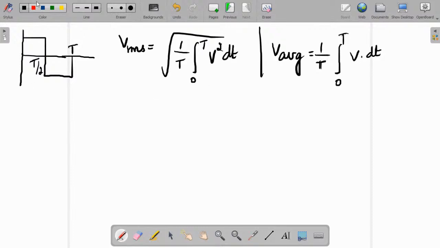Okay, so here in case if you are given with peak as Vm and minus Vm, then VRMS is equal to Vm and V average is equal to Vm. Okay, both average and RMS voltages are same and they are equal to Vm.